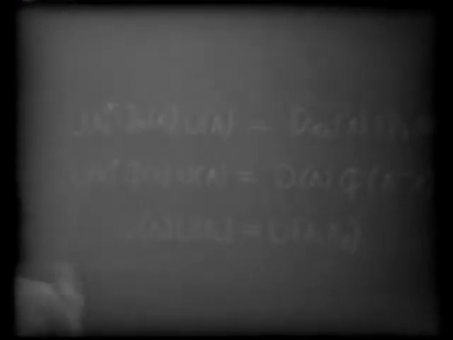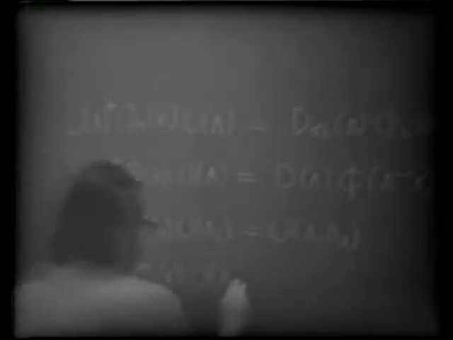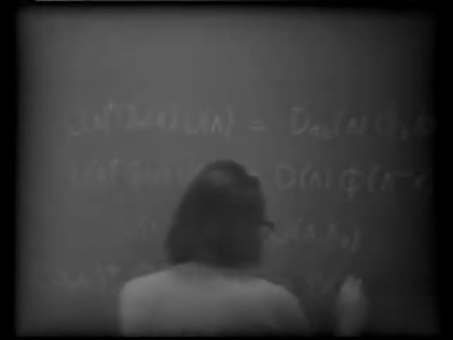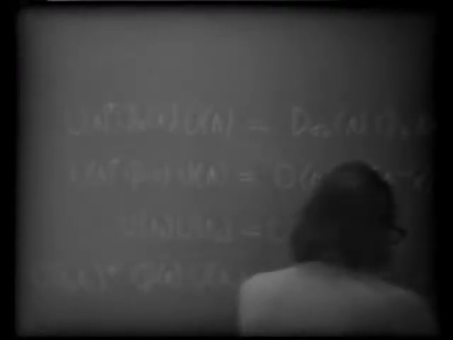Okay. Now, from this and this, we can find a constraint on D. It goes like this. U of lambda 1, lambda 2 adjoint, phi of x, U of lambda 1, lambda 2 equals D of lambda 1, lambda 2, phi of lambda 2 inverse, lambda 1 inverse, x, because the inverse of a product is the product of the inverses in the reverse order.